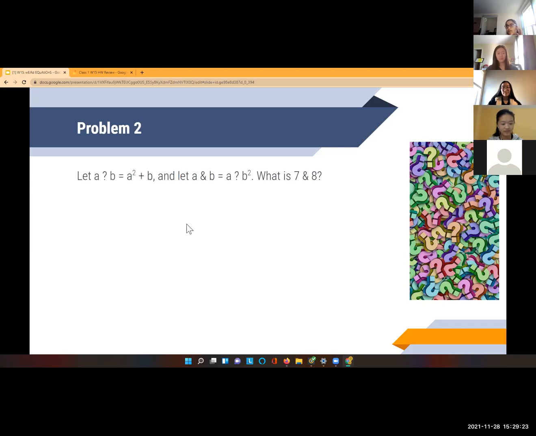Okay, so problem 2, again, another made up operation. We're given that A question mark B is equal to A squared plus B. Let A ampersand B equal A question mark B, squared. What is 7 ampersand 8? In the chat, put your answers. This is more of a compound thing because you have more going on.